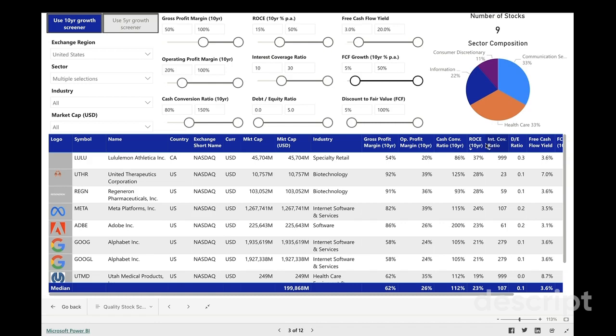So there you have it. The Quality Stock Screener is a powerful tool for uncovering stocks that align with Terry Smith's principles of investing in high-quality businesses with strong profitability, cash generation, and growth potential. As with any investment, it's crucial to conduct your own research before making any decisions.